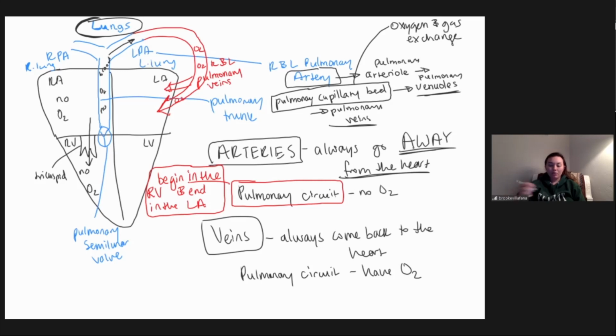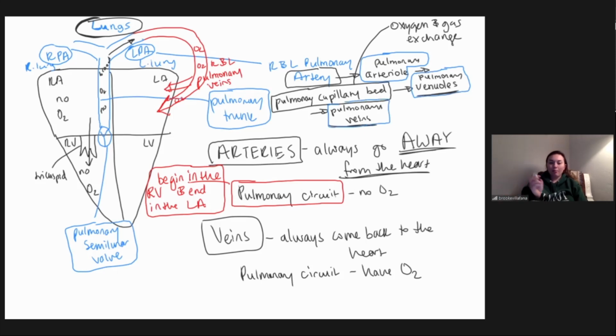All right, so again, what do you need to know? You need to know the definition of artery and vein. You need to know the pulmonary semilunar valve leads to the pulmonary trunk, leads to the right and left pulmonary arteries. You do want to know this blood flow for the test as well as your packet. Artery goes to arteriole, goes to capillary bed, goes to venule, goes to veins.